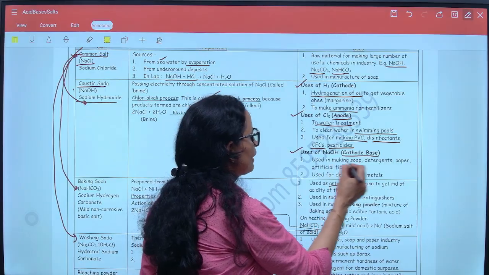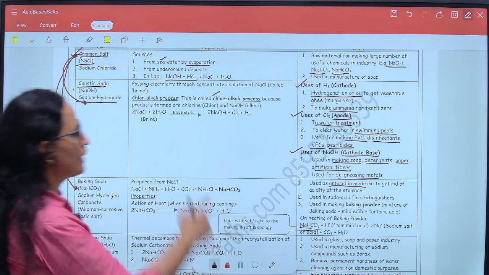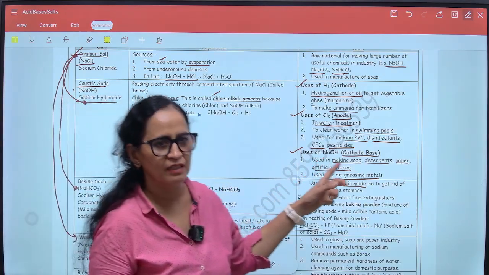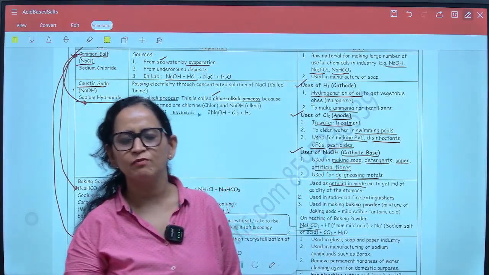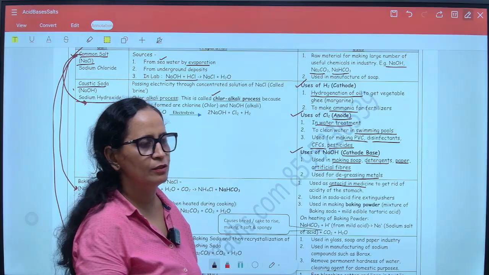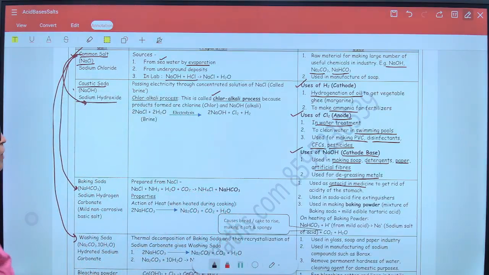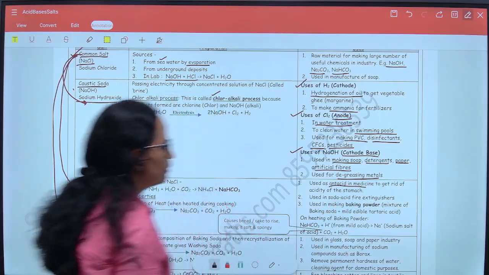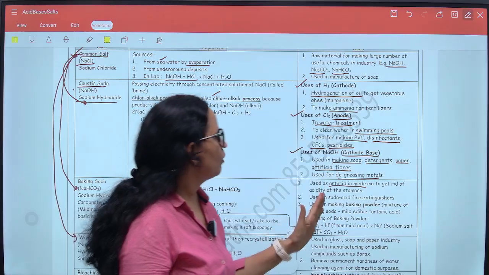So it is used in making soap, detergents, paper, artificial fibers and degreasing metals. Again, NaOH is an alkali, it is a base. So that's why soaps are also basic in nature. Soaps are formed using NaOH. We will go through the details in the chapter on carbon compounds, how soap is formed from NaOH. So we'll have it in detail in that chapter. For now, just remember NaOH is used to make soaps, detergents and paper, and it is also used for degreasing metals.